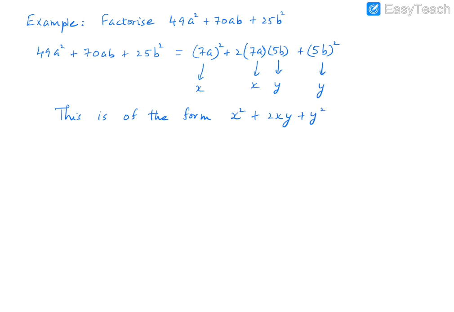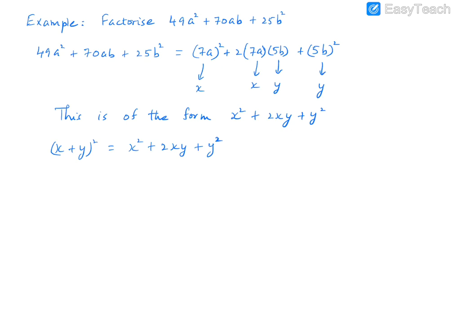And this is nothing but, we know the identity, x plus y the whole square. So x plus y the whole square is x square plus 2xy plus y squared. This is our first identity, identity number 1, and this expression resembles identity number 1. In place of x we have 7a, and in place of y we have 5b, and then we have x square plus 2xy plus y square.